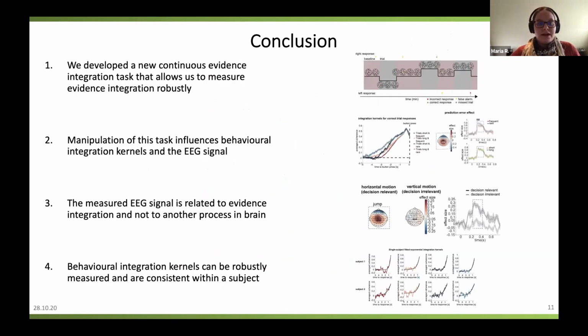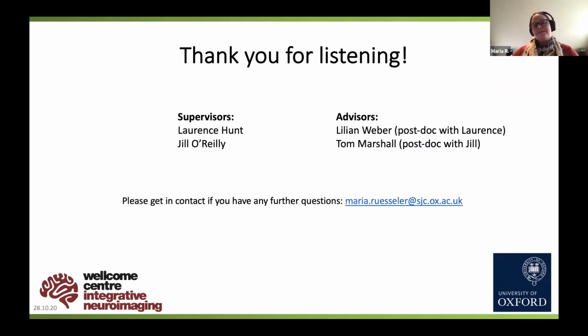So in conclusion, I talked about a new continuous evidence integration task that allows us to measure evidence integration robustly. Furthermore, by manipulating this task, we can influence the behavioral integration kernels participants use, and also the EEG signal. The measured EEG signal is purely related to this decision-making process, but not to another process, as I've shown with the control study. And these behavioral integration kernels can be robustly measured and are consistent within the subject and are further investigated now. Thank you for listening.